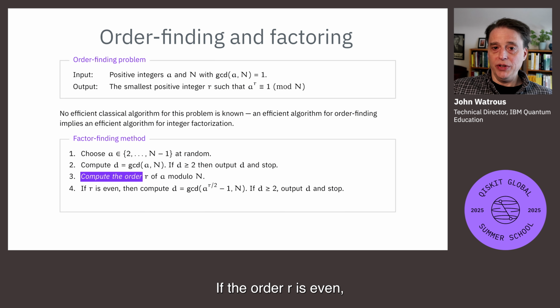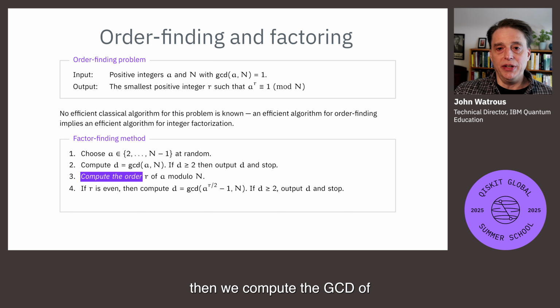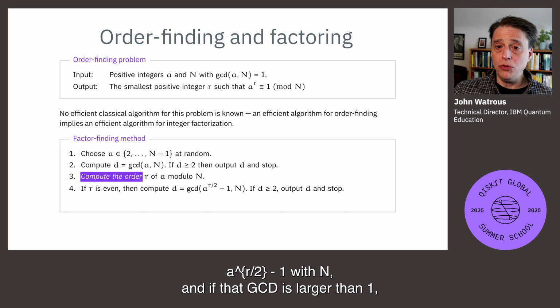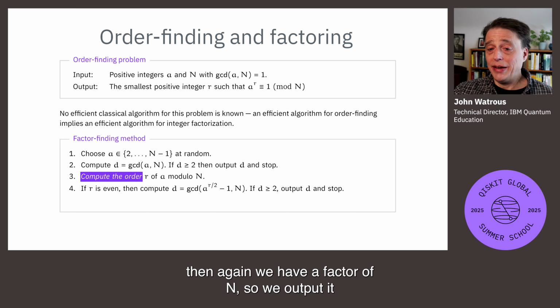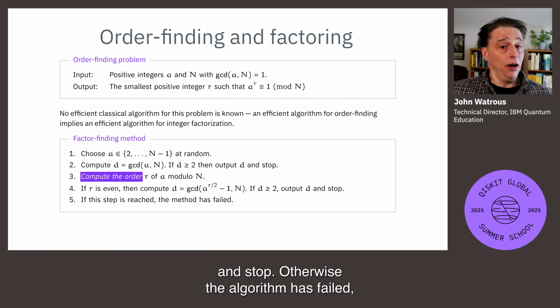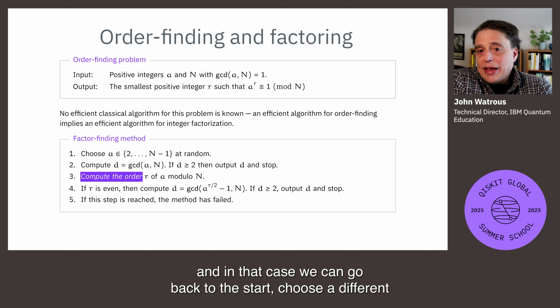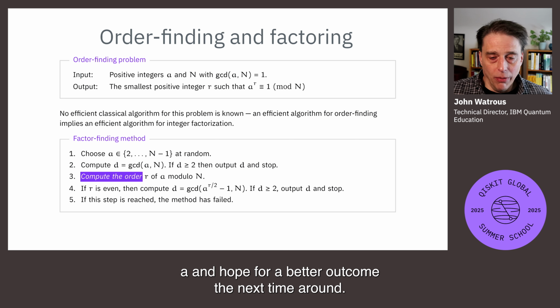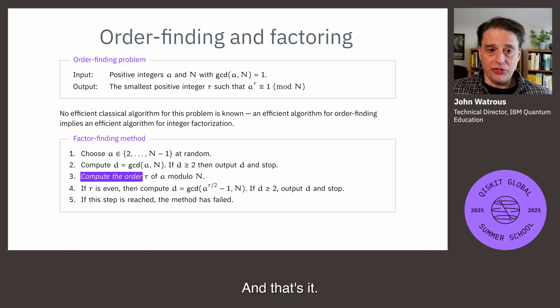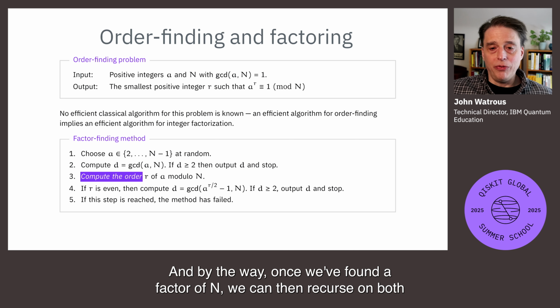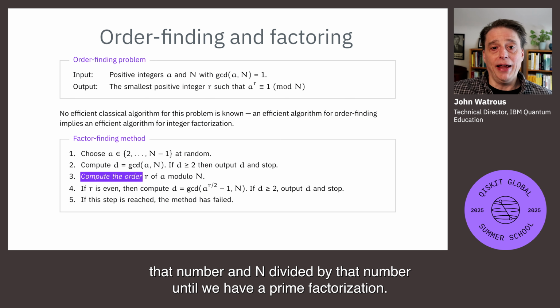If the order r is even, then we compute the GCD of a to the power r over 2 minus 1 with n. And if that GCD is larger than 1, then again we have a factor of n, so we output it and stop. Otherwise, the algorithm has failed, and in that case, we can go back to the start, choose a different a, and hope for a better outcome the next time around. And that's it. And by the way, once we've found a factor of n, we can then recurse on both that number and n divided by that number until we have a prime factorization.